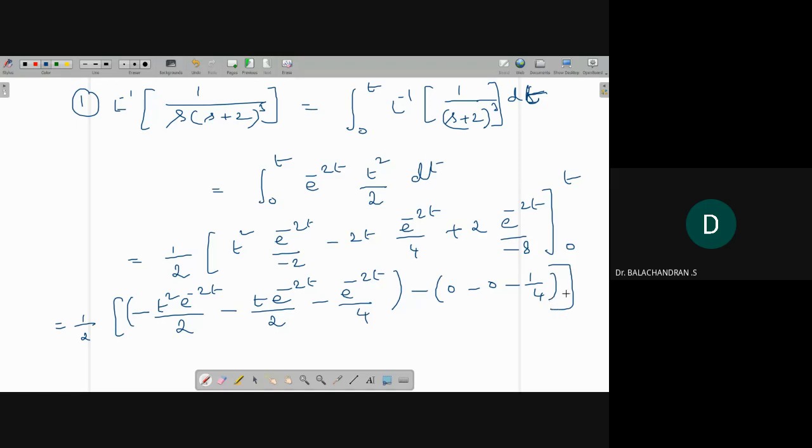The final answer, I'll write here: 1 by 2. Here I am taking common e power minus 2t by 4. If I take 4 common, what remains? I will take minus also. So this is 1. Here you have 2t. Here you have 2t square. And then plus 1 by 4.